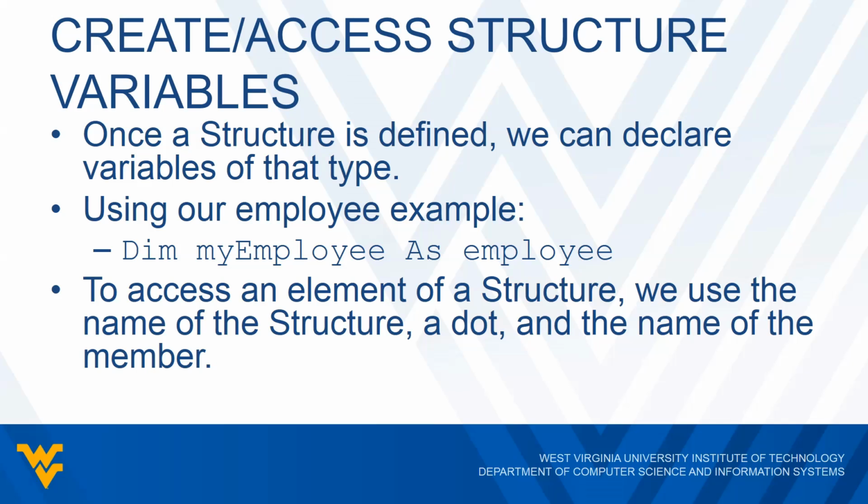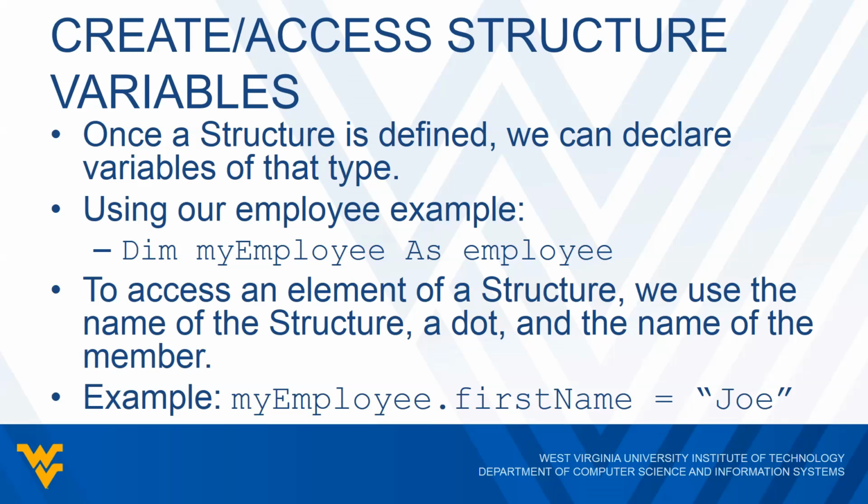Well, the way we would access an element is we would have the name of the structure, so the variable that we have declared, a dot, and the name of the member. So this is just like in object-oriented programming where we would have an object and we have the name of it, a dot, and then the name of the attribute or the method. The same thing goes here. So for example, maybe I want to modify the first name of an employee. So I'd have my employee dot and then first name, and I can set it equal to a string like Joe. So this means the first name of my employee is going to be Joe.